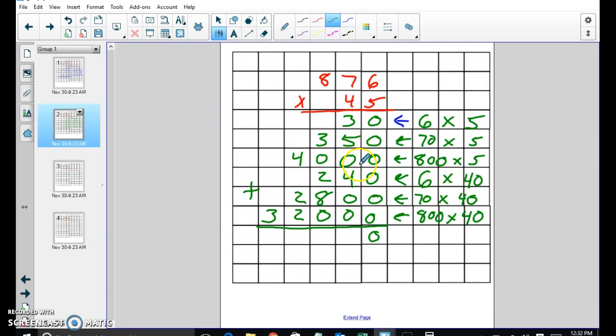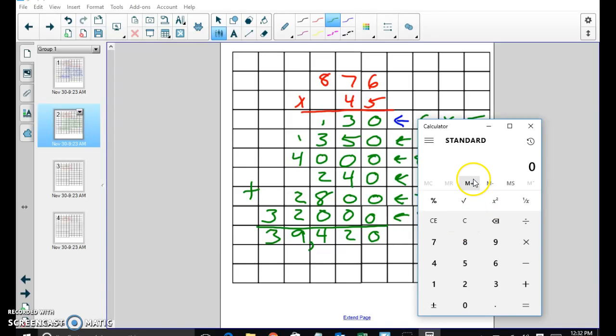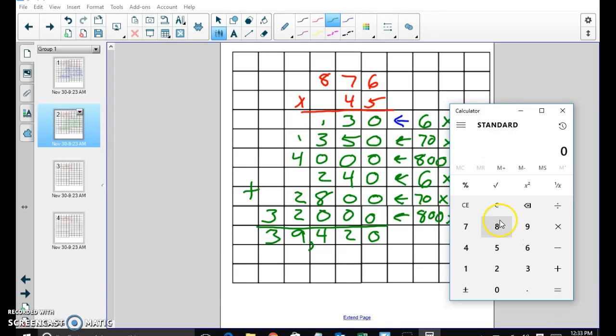0, 3 plus 5 is 8, 8 plus 4 is 12. Regroup. 4, 6, 14. Regroup. 5, 7, 9, and 3 plus nothing. I think I can handle that. So we are looking at 39,420. Well, let's check the handy dandy calculator. 876 times 45 should equal, I'm on a roll, 2 for 2, 39,420.